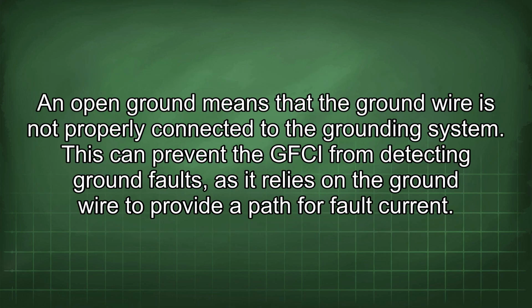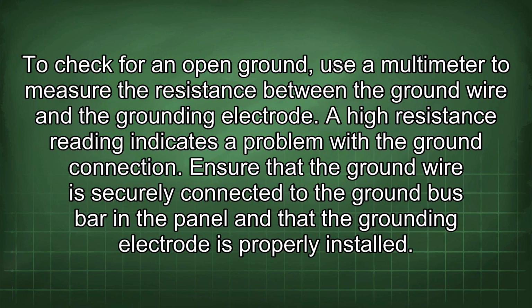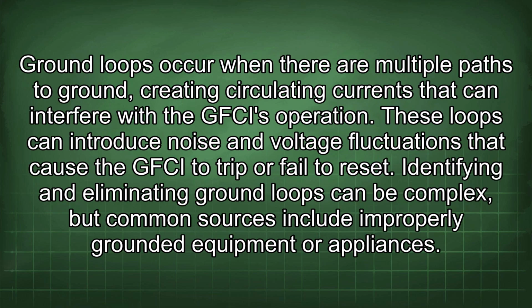An open ground means that the ground wire is not properly connected to the grounding system. This can prevent the GFCI from detecting ground faults, as it relies on the ground wire to provide a path for fault current. To check for an open ground, use a multimeter to measure the resistance between the ground wire and the grounding electrode. A high resistance reading indicates a problem with the ground connection. Ensure that the ground wire is securely connected to the ground bus bar in the panel and that the grounding electrode is properly installed.